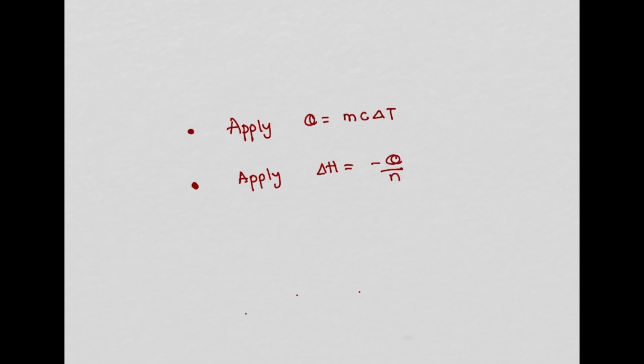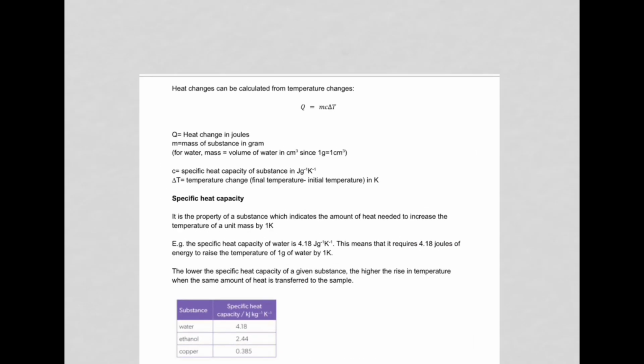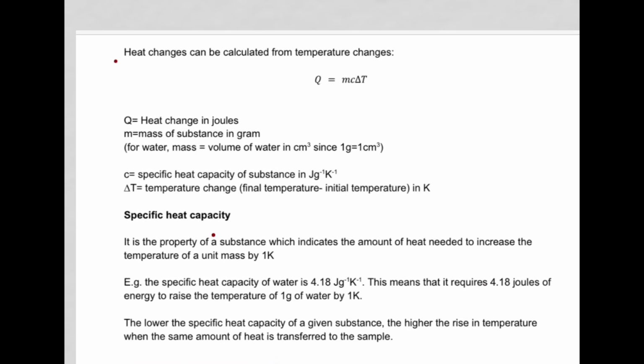For this week, we're going to see how to apply Q is equal to mc delta T and how to apply delta H is equal to minus Q over n. So we'll see these two equations. Heat changes, like we said previously, heat is Q. Heat changes can be calculated from temperature changes. Temperature changes would be delta T, which is final temperature minus initial temperature.